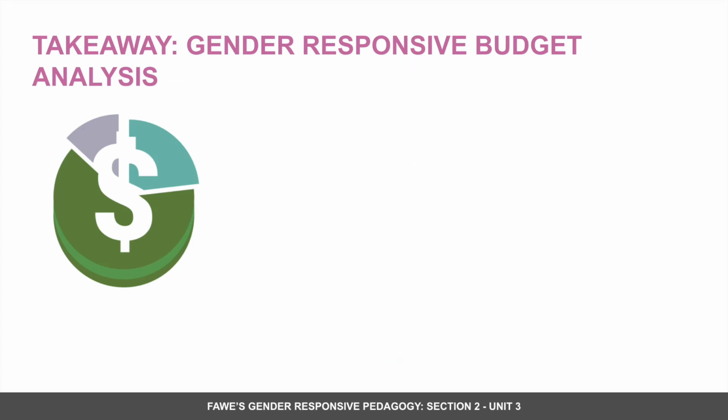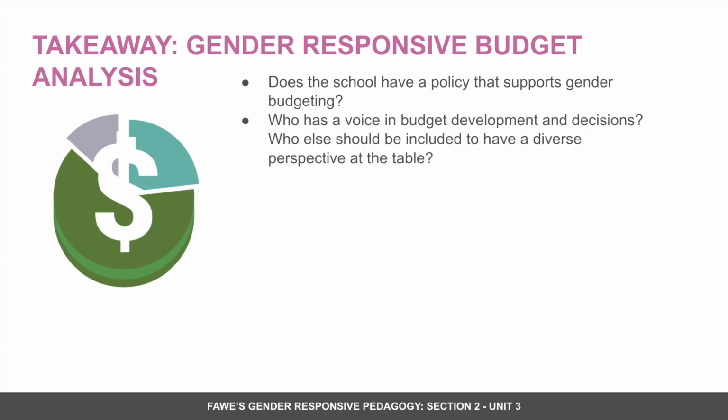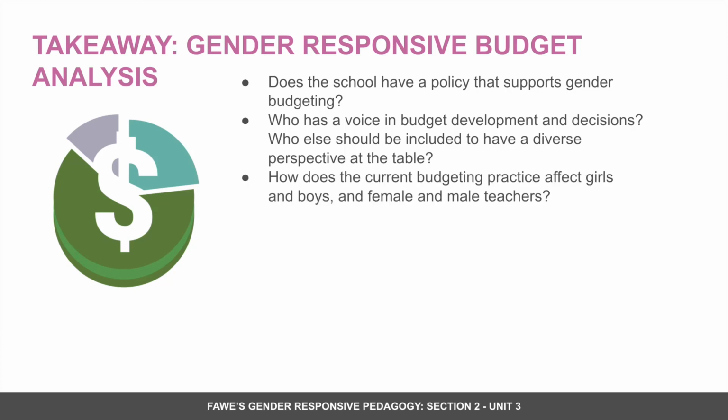Some of the questions that can be useful in performing a gender-responsive budget analysis include the following. Does the school have a policy that supports gender budgeting? Who has a voice in budgeting, development, and decisions? Who else should be included to have diverse perspectives at the table? How does the current budgeting practice affect girls and boys and female and male teachers?